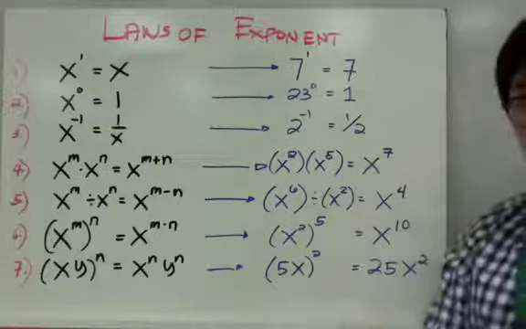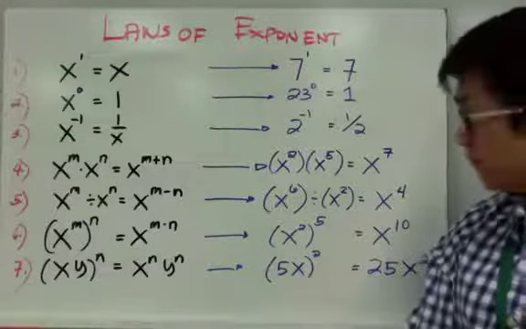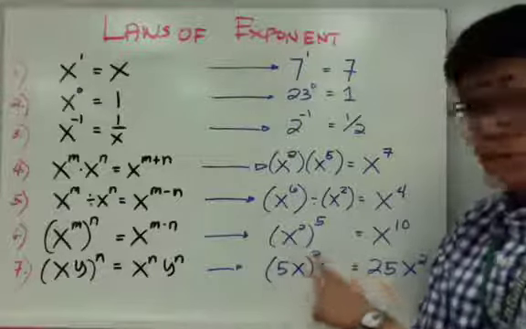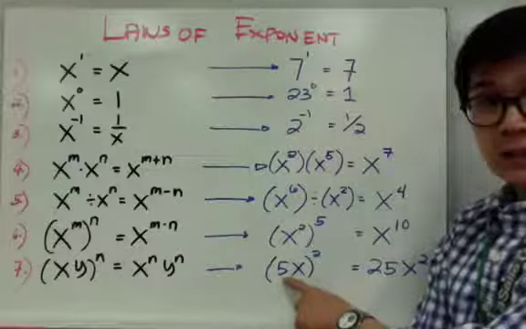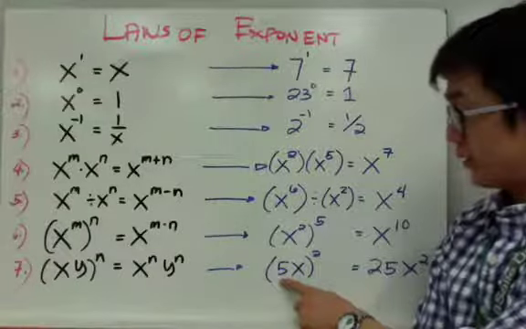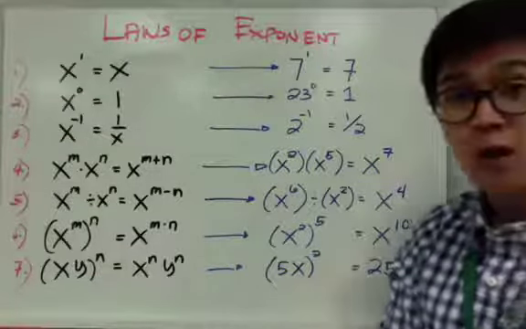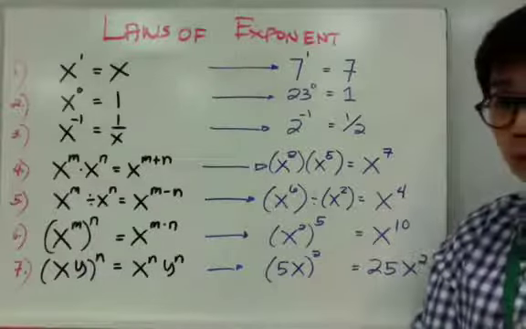so meron kang 25x squared. Now, ipo-point out ko ulit na common error, pag nakakita sila ng 5x raised to squared inside the parentheses, usually, hindi nila napapansin na kailangan din nilang i-raise yung 5 or yung coefficient sa exponent. So, make sure na alam nyo yung law para hindi kayo magkakamali sa pag-simplify ng mga expressions involving exponents.